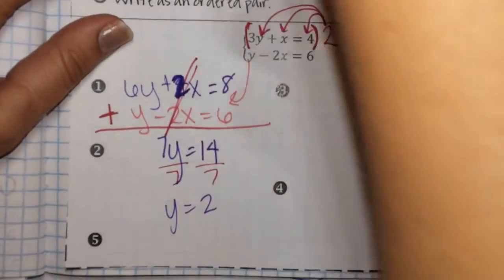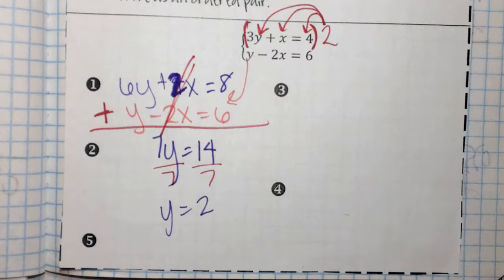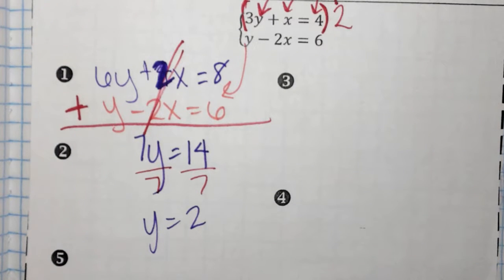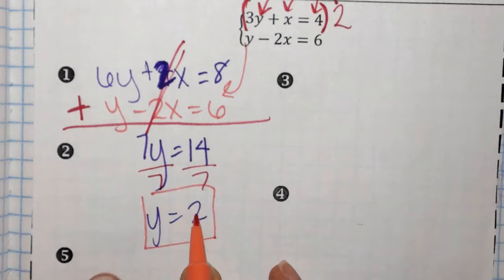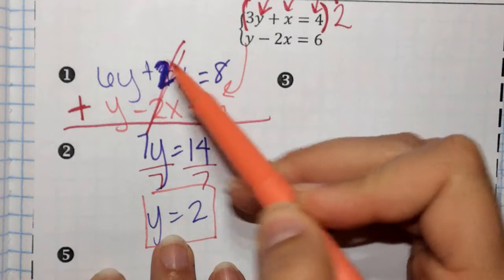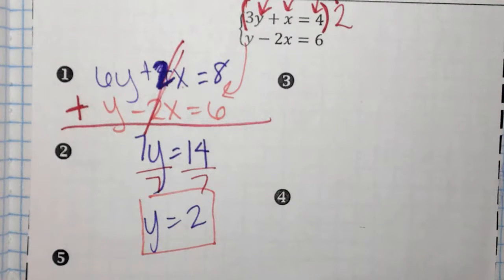Now, when we are solving systems, how many answers do we need to have? 2. Because we need an x and a y, or an a and a b, or a b and a c. Do we agree? So what are we going to do with that y value now that we have it? We're going to plug it into our top equation. Good. So we're going to take 2, and are we going to plug it in for x or for y? y.